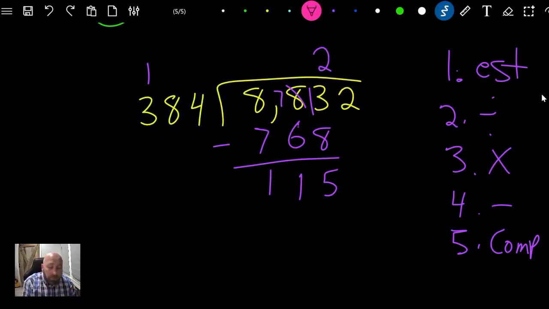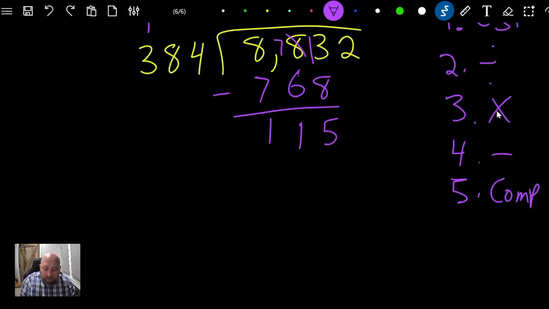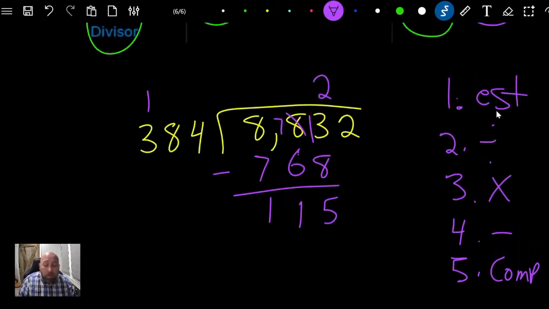So now I'm going to come up here and say what I'm going to do. Step number 6 is what's called the bring down. I'm just going to put a down arrow. That's kind of a bad down arrow. There we go. Bring down arrow. So I'm going to bring down my next number. My next number is a 2.